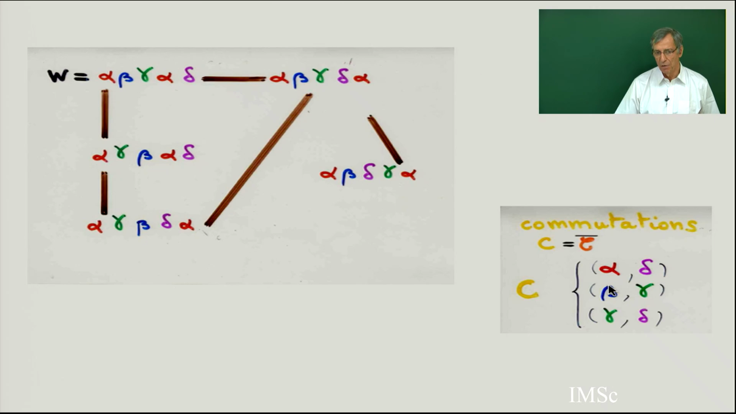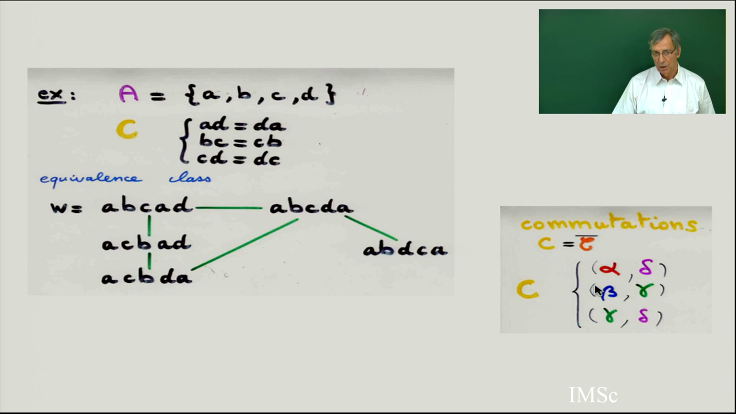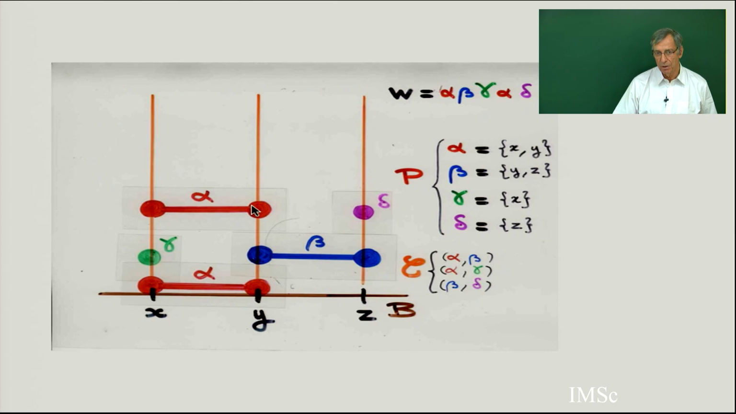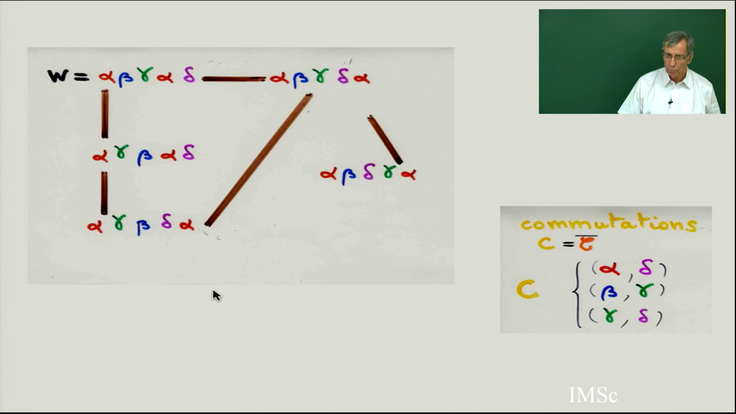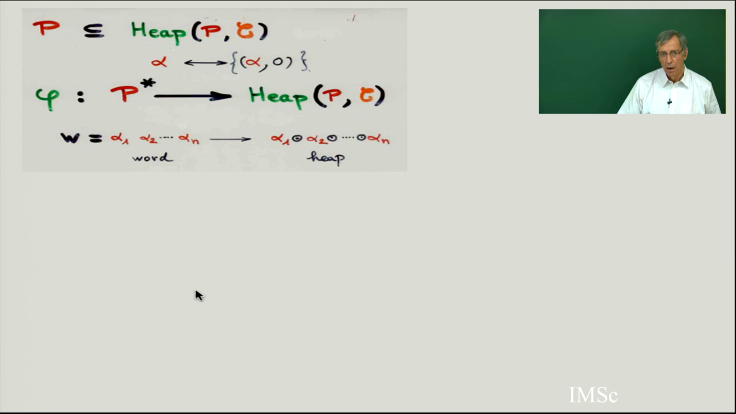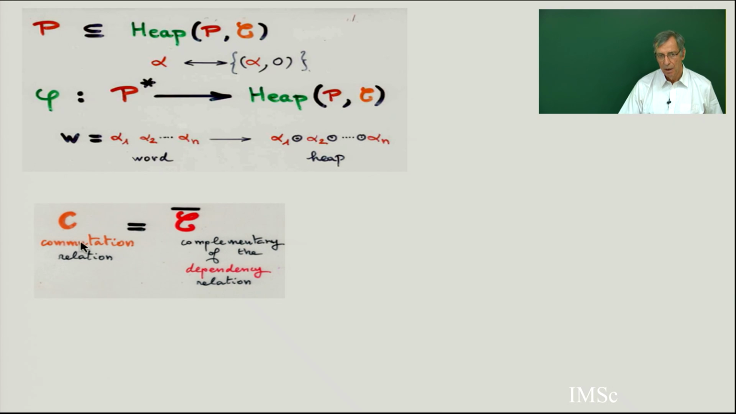So commutation for 2 subsets means that the 2 subsets are disjoint. This is a commutation. Dependency means the 2 subsets have a non-empty intersection. And you can check that these 5 words are exactly the words you get giving the same heap. So now I have my fundamental lemma. I have this map sending the free monoid onto the heap. I take the commutation relation to be the complementary of the dependency relation.